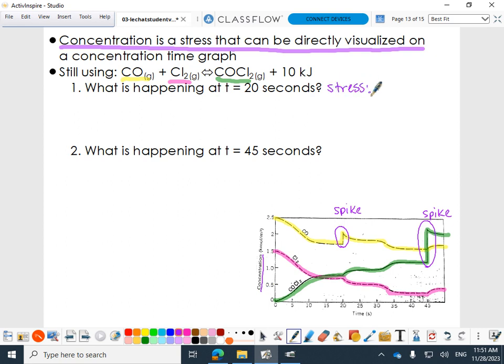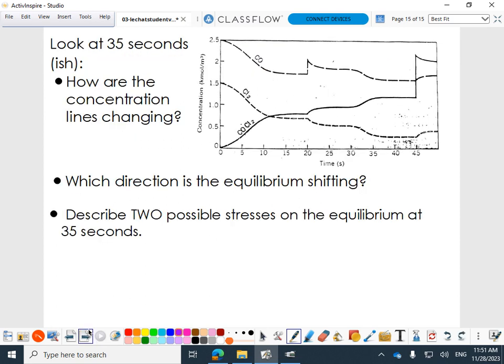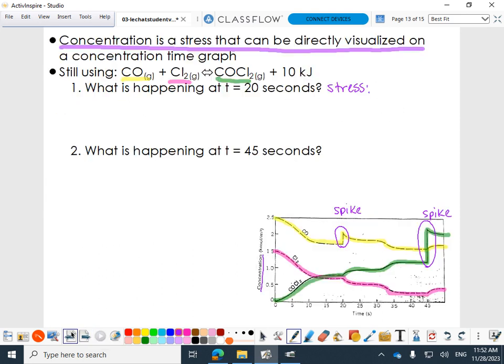So in concentration on this slide, we're going to do the stress first and then look at how it's shifting. When we get to 35-ish seconds, then we're going to have to say how the lines are changing first and talk about the stresses last, okay? So there's 2 types of questions really here. So at 20 seconds, the concentration of carbon monoxide is increasing because that's where the spike is. That is the stress.